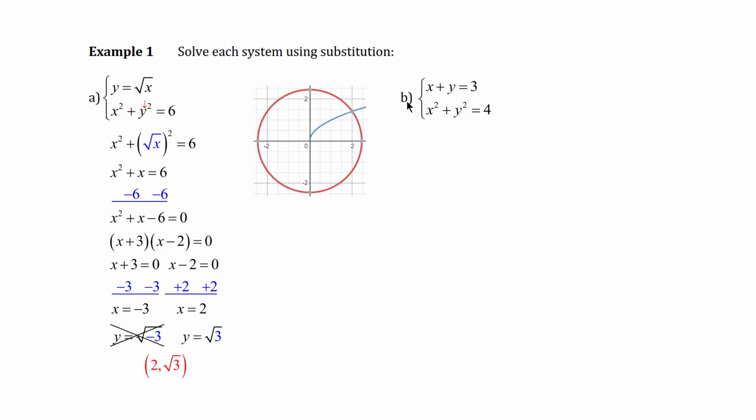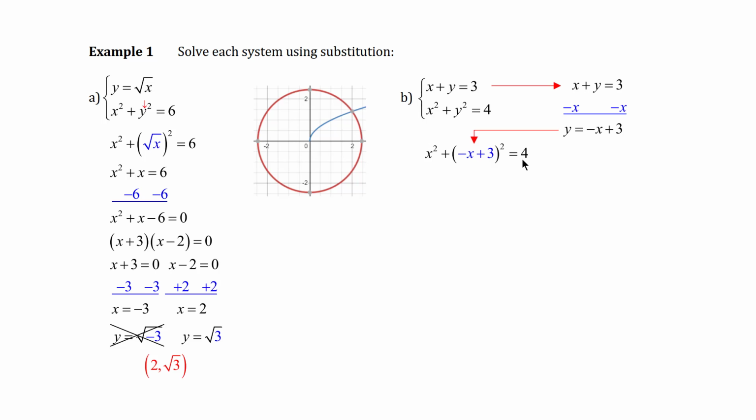Moving on to part B, we have the system of equations x plus y equals 3 and x squared plus y squared equals 4. To solve this system of equations, we're going to start by solving the top equation for y. To solve for y, we just subtract x from both sides of the equation. The result is y equals negative x plus 3. Next, we're going to substitute our value for y into the other equation. We get x squared plus parentheses negative x plus 3 squared equals 4.